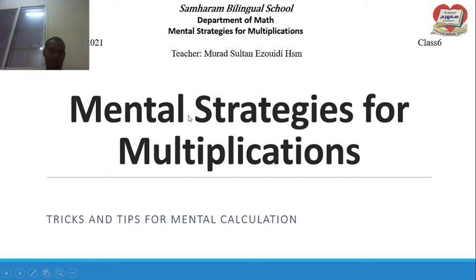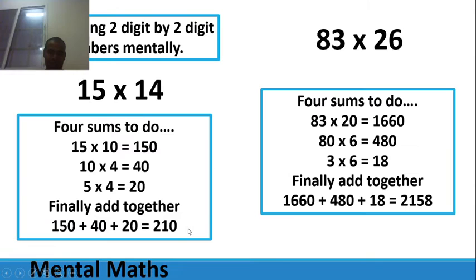Okay, mental strategies for multiplication. You can see tricks and tips for mental calculation. Here, if you are going to multiply a two-digit number by a two-digit number mentally, like 83 by 26, or like 15 by 14, it's very easy, my learners, to do it like the following.